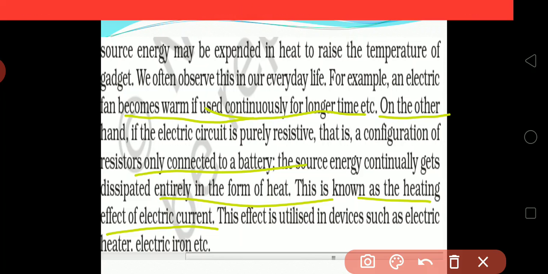That heat energy is generated due to which phenomenon? The heating effect of electric current. Electric current flows through the gadget or resistor, due to which the resistor gets heat energy, and this whole phenomenon is known as the heating effect of electric current. This effect is utilized in devices such as electric heater, electric iron, etc.